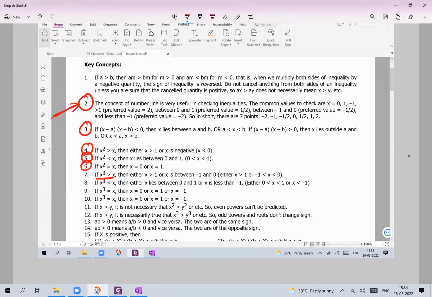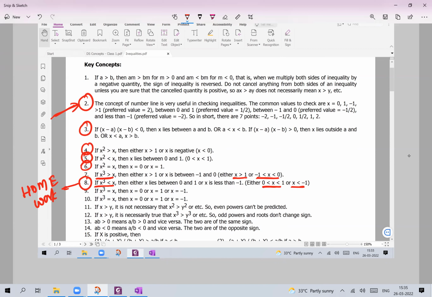Point number 7, X cube is greater than X. X can be either greater than 1 or X may lie between -1 and 0. Point number 8 is our homework, guys. Please do solve and get the value by yourself. It says X cube is less than X. So either X is less than -1 or X lies between 0 and 1. Please ensure that you solve it.